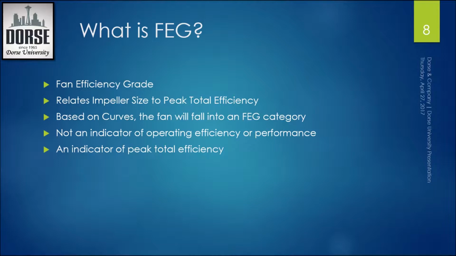I do want to emphasize that it is not an indicator of operating efficiency or performance. The FEG is merely an indicator of peak total efficiency for that fan model and size. Because of this, the code requires to select fans within 15% of peak total efficiency. If the code didn't have this, it would be relatively useless from an application standpoint.